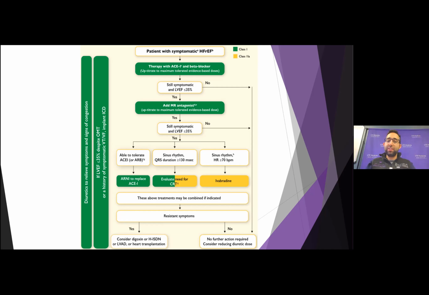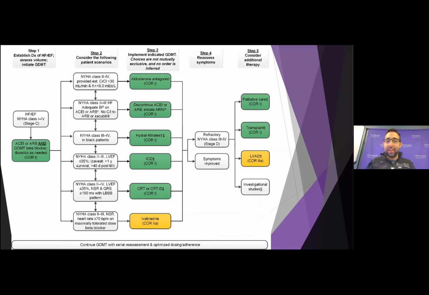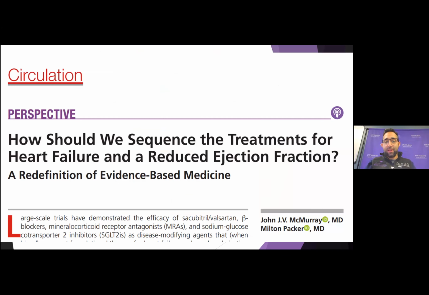Sorry if I'm skimming through this, but it's because I want to get to the actual topic that I want to discuss. This is a very prolonged way to look at it, which the ACC gives out. What I want to talk about is this paper by McMurray.